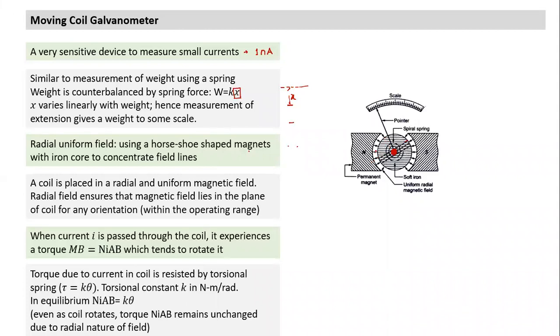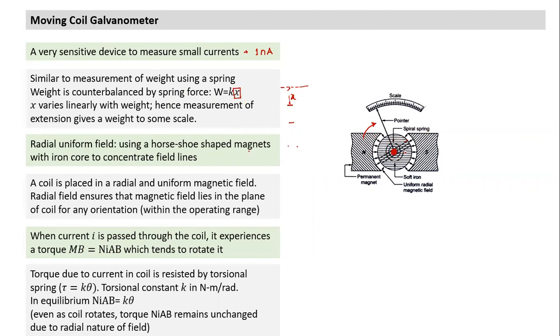Suppose it is tending to rotate. What is the torque it will experience? It will rotate, and since the angle between the M vector and the B vector is always 90 degrees, the torque will remain constant and equal to M into B, that is NIAB. This is the torque which will rotate this coil. What you see here is something called a torsional spring. You will see torsional springs in some toys; it is a spiral kind of shape. So the rotation is resisted by a torsional spring.